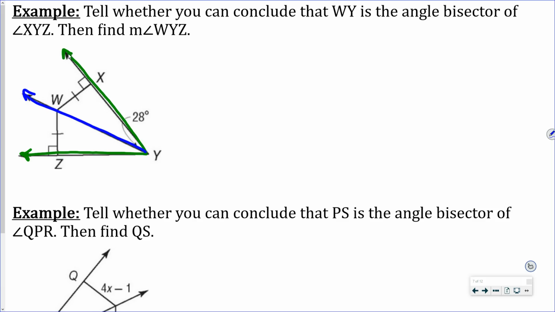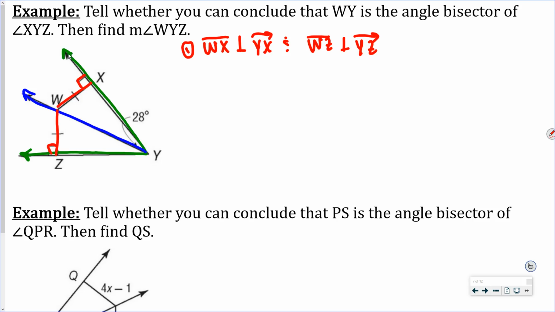First things first, we have to make sure that we are looking at the shortest distance when we're looking at point W, the shortest distance to the two sides, aka the perpendicular distance. So the first thing is we do have to show that that distance, like WX, is perpendicular to each side, and WZ is perpendicular to the other side. Make sure they're looking at the shortest distance.